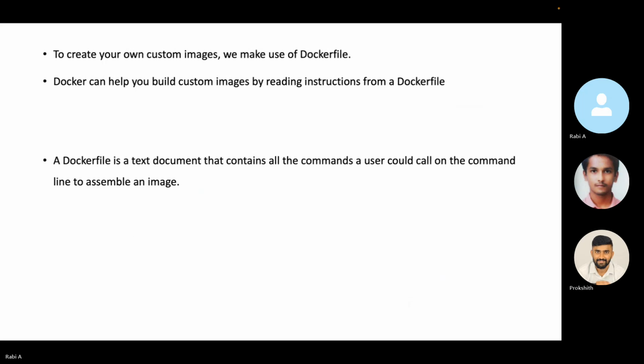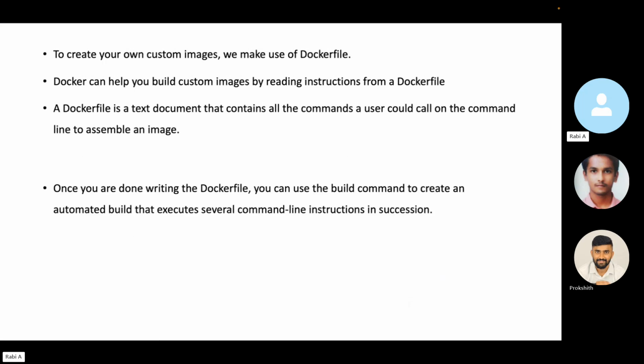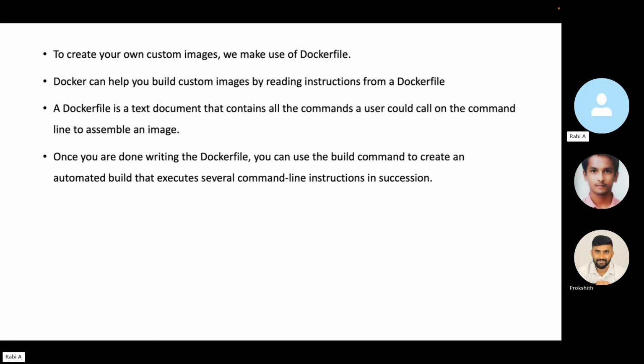Your Docker file is simply a text document, and this contains all the commands a user could call on the command line to assemble an image. Basically, all the instructions that you want inside the image will be available within this Docker file. Once you're done writing the Docker file, you can use the build command to create an automated build that executes several command line instructions in succession. So we run this Docker build command, and it will start reading all the instructions we have in the Docker file, and it will start creating the custom image for us.